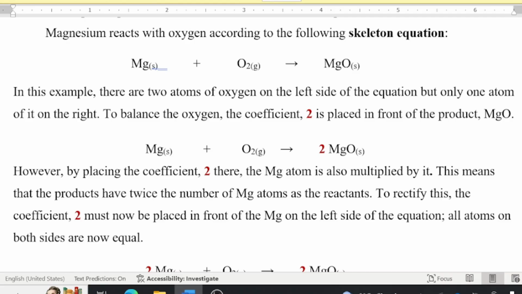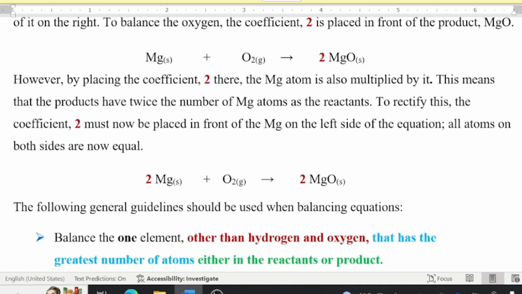By the way, let me get this clear. See this O2 here? It means a molecule of oxygen. You have 2 atoms of oxygen there. But this is only 1 atom of oxygen here. That's why I put a 2 here. It balances off the oxygen here. Now we have to go and put a 2 in front of the magnesium. You check that out now. You see you have 2 magnesium there, 2 oxygen.